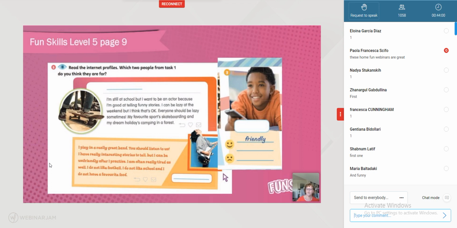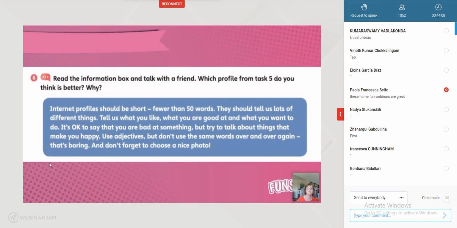So if you want to find a pen friend or something like that, you don't want to share lots of negative information about yourself. You want to be more positive. So try to talk about things that make you happy. Use adjectives, but don't use the same words over and over again. And don't forget to choose a nice photo, okay?